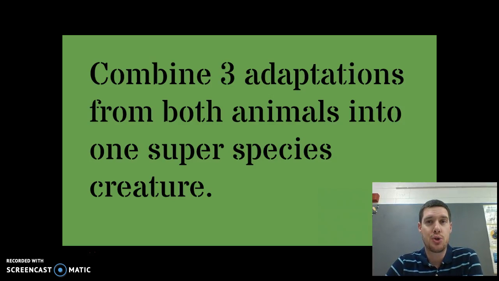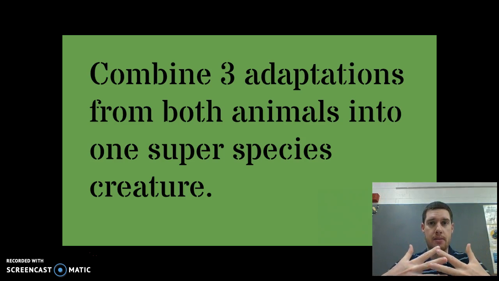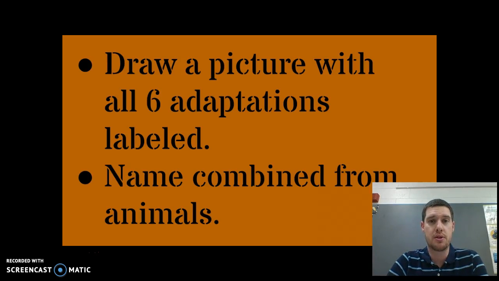Now, here's what you're going to do with that information. You are going to be given a very large piece of paper, and you are going to draw out and design, using 3 adaptations from each of your animals, a Frankenstein's monster super species. You're going to give it a cool name, and you're going to be able to draw it out, and you're going to be able to combine these adaptations and form this super species creature.